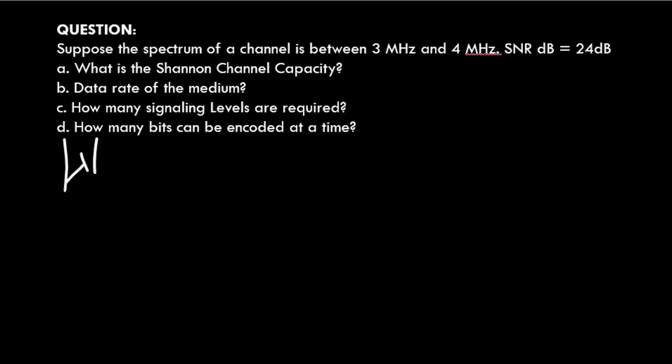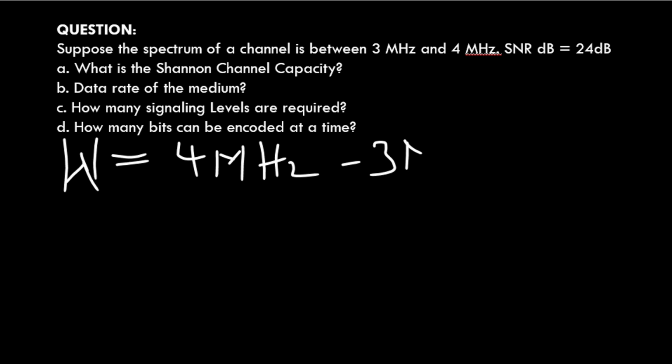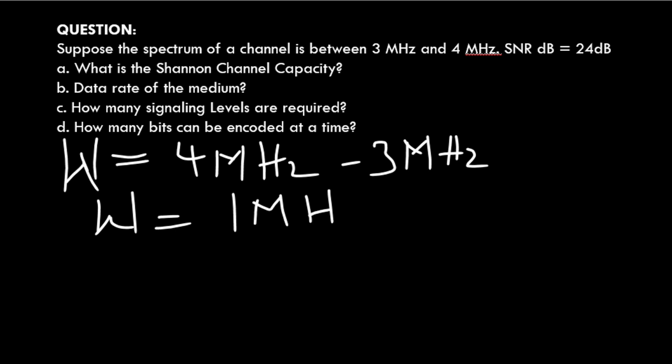Right, so let's write our formula. The bandwidth, which is W, is equal to the upper limit, which is 4 megahertz, minus the lower limit, which is 3 megahertz. Now, in prefixes, when we talk about mega, it's 10 to the power 6. So the difference gives us 1 megahertz, which is equivalent to 1 times 10 to the power 6 hertz. The hertz is the unit for frequency.